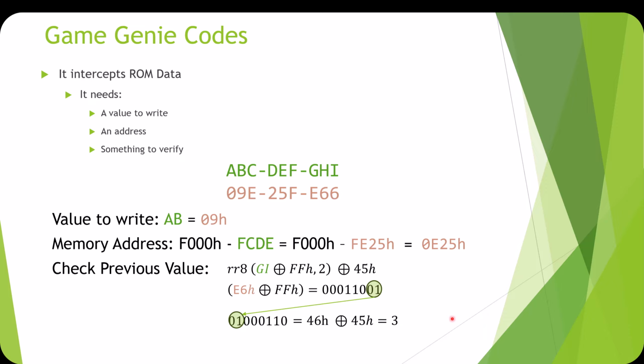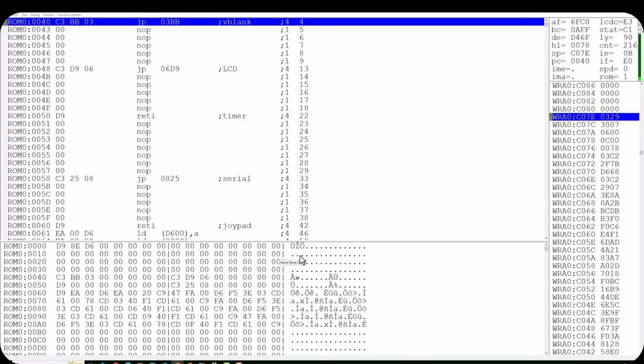So finally, that code means change the value at memory position 0E25 hexadecimal from 3 to 9. This is what this code is actually commanding the Game Genie to do, okay? 0E25H. Let's see this in action. So here's the dump of the ROM.